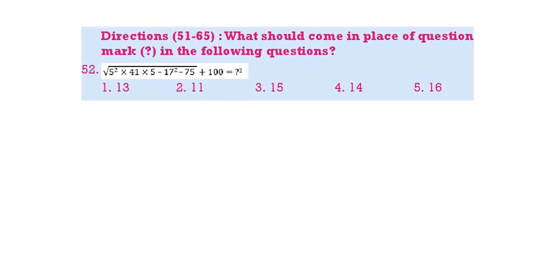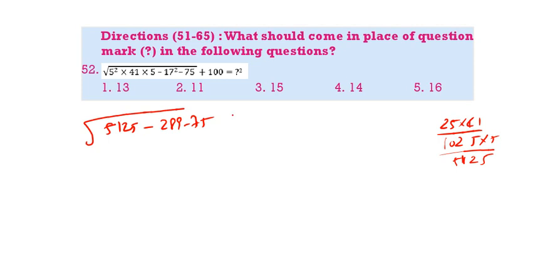5 square, that is 25. 5 square means 25 into 41, that is how much? 5 square into 41 into 5. 25 into 41, that is 1025. Again 1025 into 5, that is 5125. 5125 minus 289 minus 75 plus 100. So 289 plus 75, that is 364. 5125 minus 364, that will be equal to 4761.